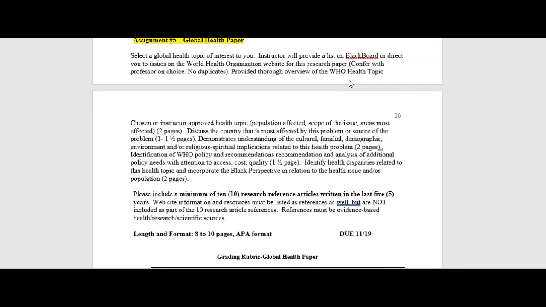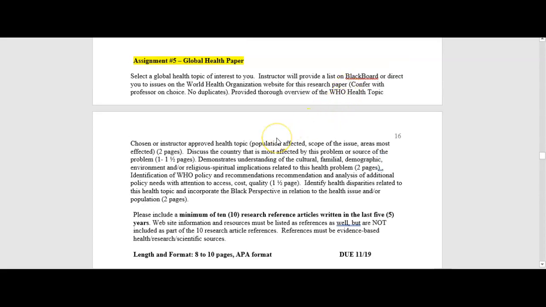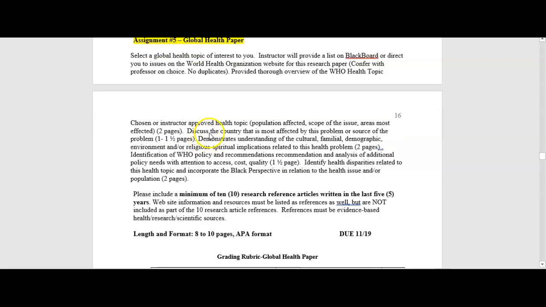So as you will not be picking your own topic, it's going to be provided for you because we'll be focusing on COVID-19. I want you to provide an overview of COVID-19, populations affected, scope of the issue, areas most affected by COVID-19. I want you to discuss a country that is affected by this problem or the source of the problem as you understand it to be. If you know, demonstrate understanding of the cultural, familial, demographic, environmental, and or religious, spiritual implications of COVID-19 for the country that you're selecting. You can pick any country other than the United States.